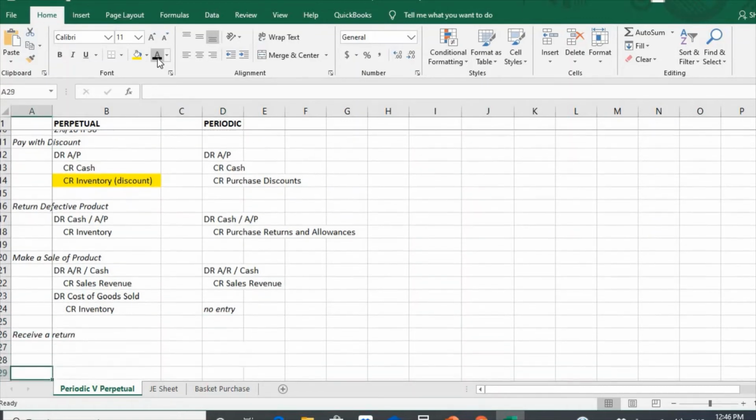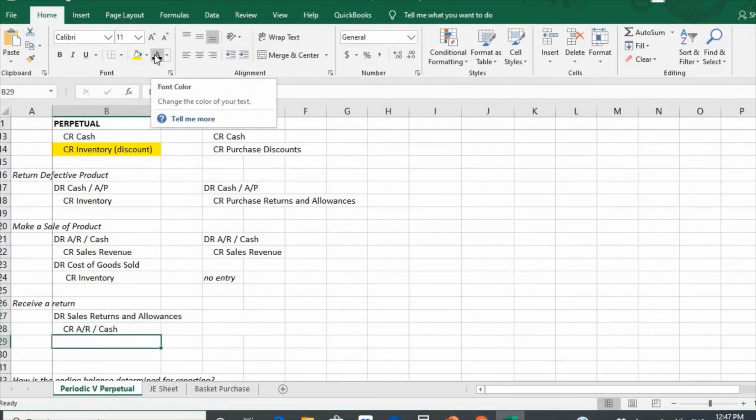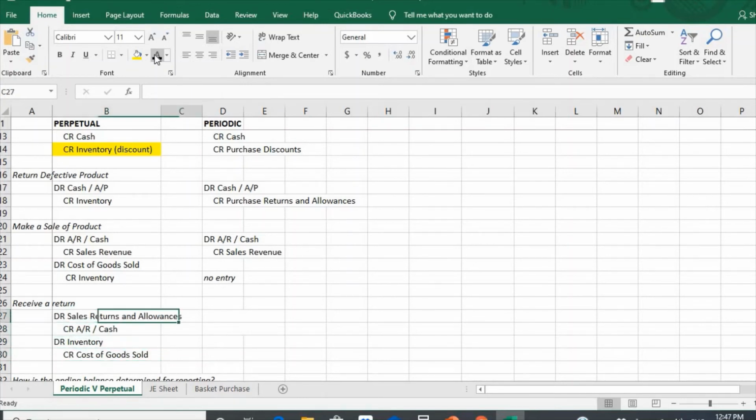What if these people send back some of the product they bought? Well, we're going to create an account called Sales Returns and Allowances, or Sales Returns, and that will be our debit, and our credit will be to cash or accounts receivable. But under the perpetual system, we need to also put that item back into inventory. So we debit inventory and we credit cost of goods sold.